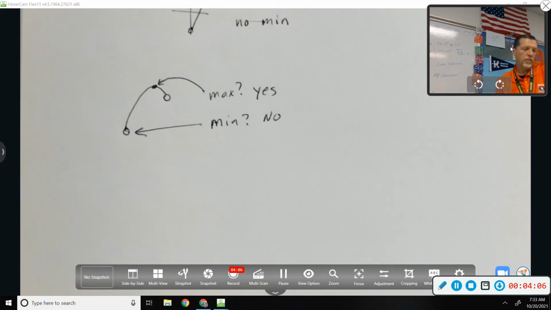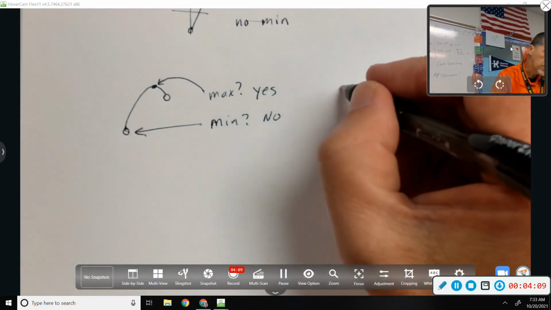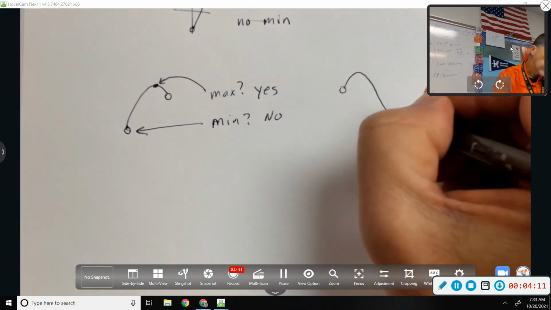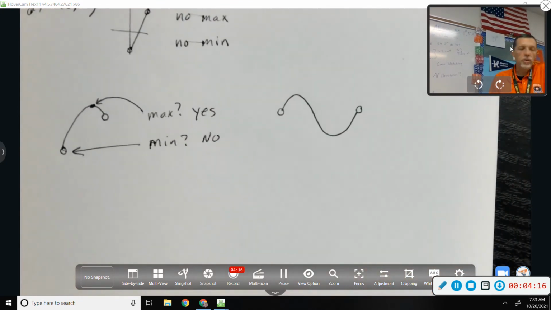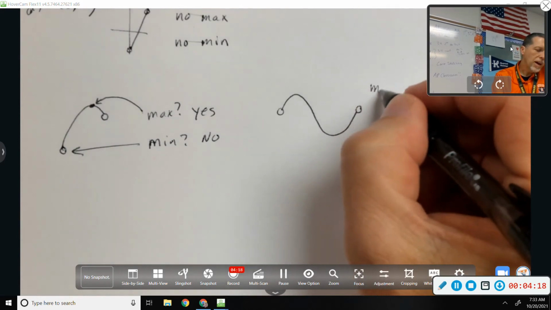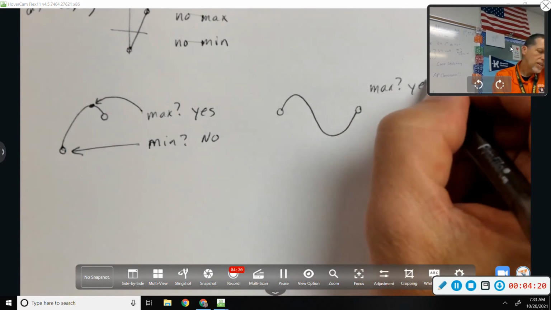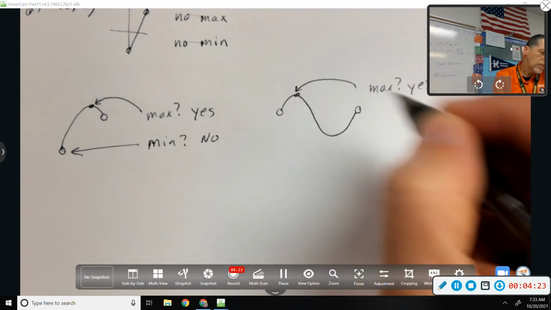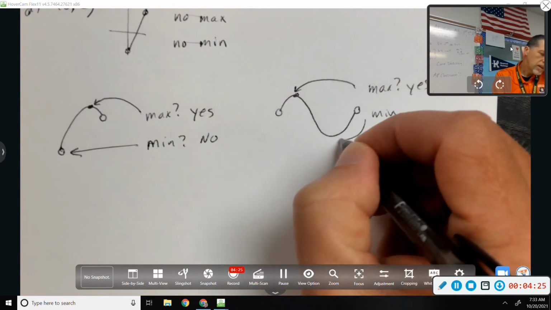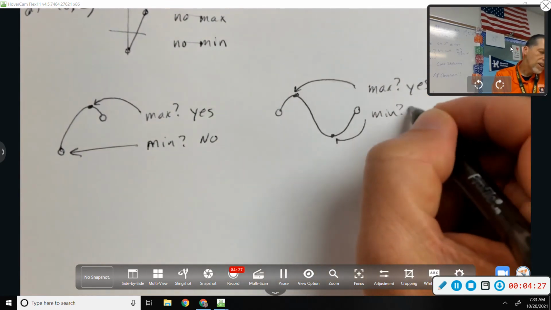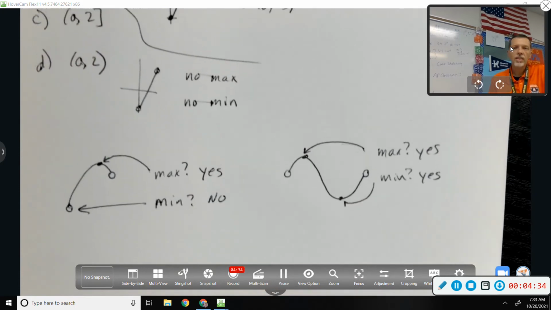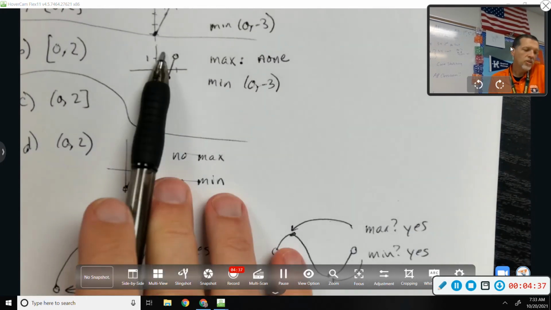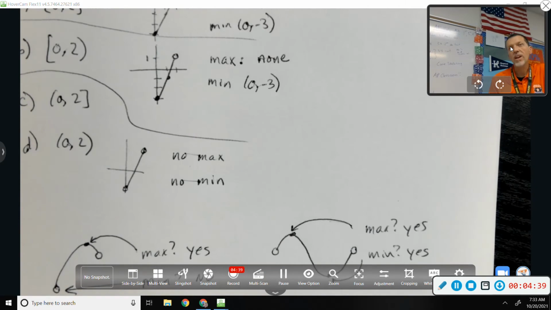So be careful. Another way to do it: you're thinking, oh, I got open circles everywhere, I better be careful. Does this graph have a max? Yes, right there. Does it have a min? Yep. So you can't just say, well, if it has open circles, then it doesn't have a max or a min. You got to look and see what's going on. Where is the max and min? And if it's at an open circle, then it's not actually a max there.